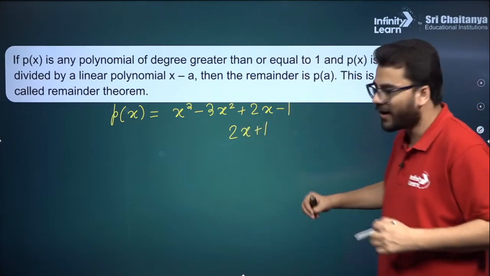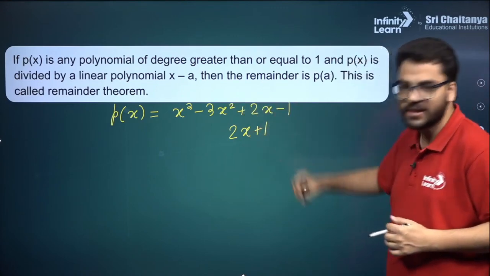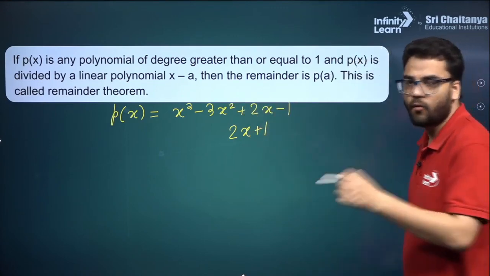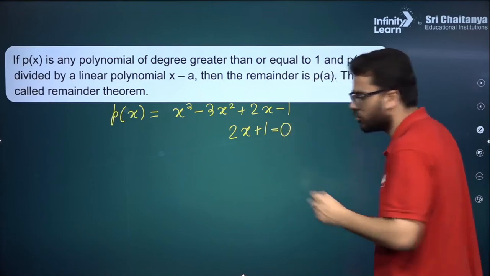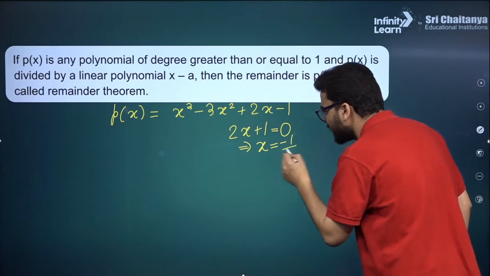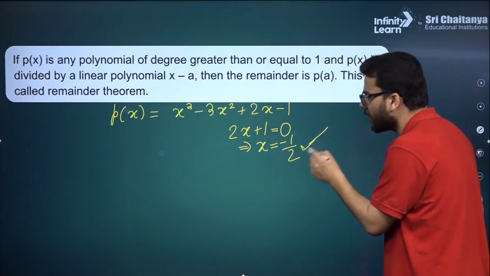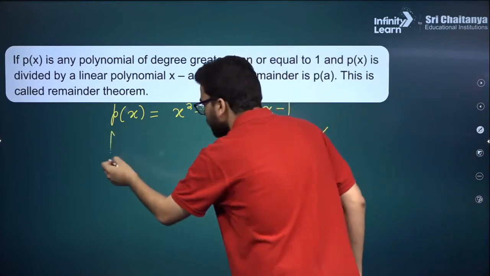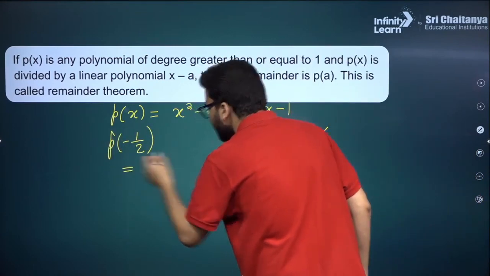In order to find the remainder when you divide this polynomial by this linear polynomial 2x plus 1, what we need to do is put this linear polynomial equal to 0. From here you can find the value of x, that is equal to minus 1 by 2. Now put x is equal to minus 1 by 2 in the polynomial. So p of minus 1 by 2, this is the remainder, and this is the remainder theorem.